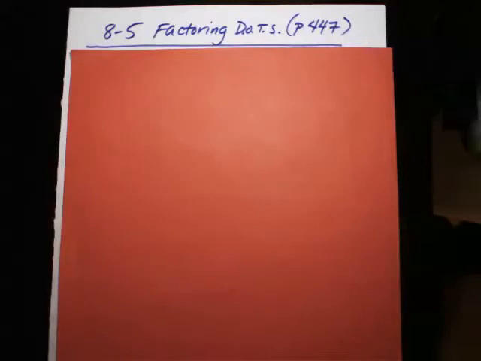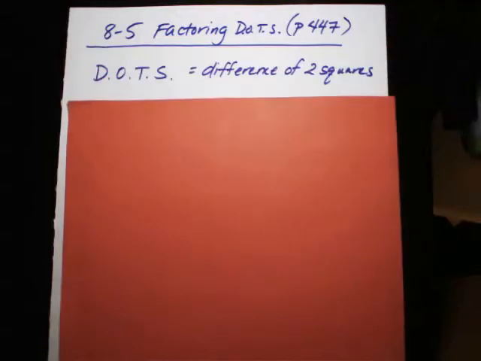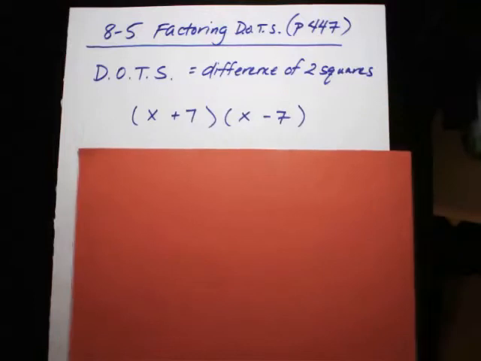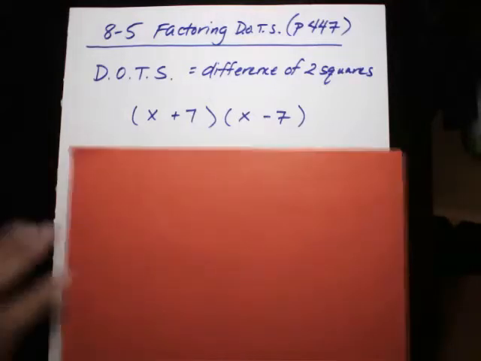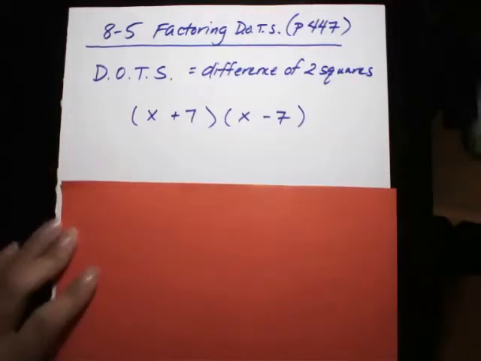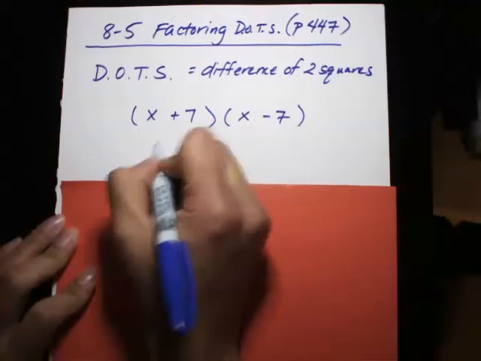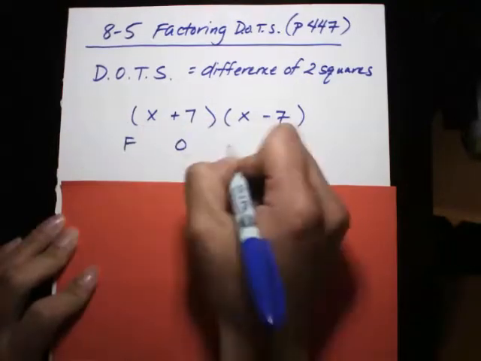Okay, today we're going to talk about factoring special products, and I'm going to start off with part one, which is factoring DOTs. Remember that DOTs represent the difference of two squares. For example, you might see something like (x - 7)(x + 7). If you were to FOIL this, you would get a special product called the DOT. Let's see how that happens.